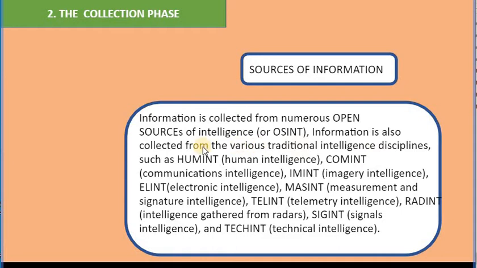Information is also collected from the various traditional intelligence disciplines such as human. Kapag open source, ang tawag sa kanya ay OSINT. Kapag naman human intelligence, it is HUMINT. And COMINT naman kapag communications intelligence. IMINT, imagery; ELINT, electronic intelligence; MASINT, measurement and signature intelligence; TELINT, telemetry intelligence; RADINT, intelligence gathered from radars. Signals, this is SIGINT, and TECHINT is the technical intelligence. So, these are the sources of information. Saan mo ba kukunin? Saan ka magkukolect?